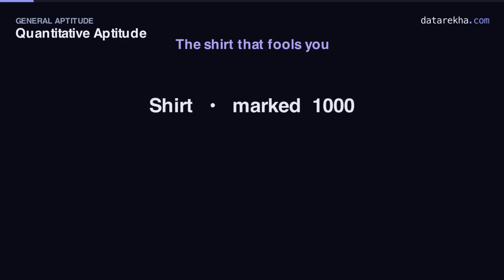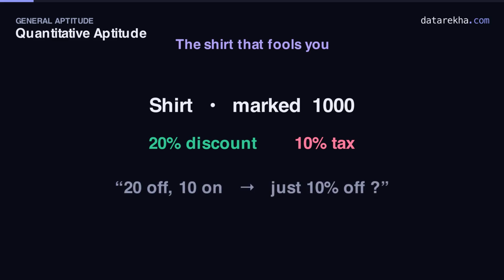You spot a shirt marked 1000, a tempting sign, 20% off, and below it, 10% tax added at the till. Most people do the sum in their head, 20 off, 10 back on. So surely just 10% off overall. It feels right. It is wrong.